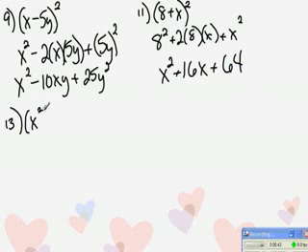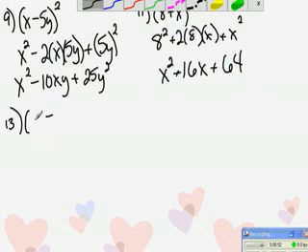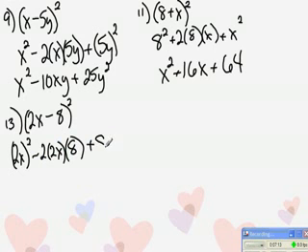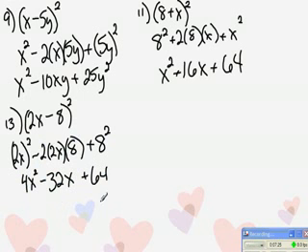Number 13, x squared. Whoops, wrong problem. Number 13 is 2x minus 8 squared. So first one squared. Oops, and it's a difference, a square of a difference, excuse me. That's a minus sign. Times 2 times the first one times the second one plus the second one squared. So that's 4x squared. 2 times 2 times 8, so it's 4 times 8 is 32x. 8 squared is 64.